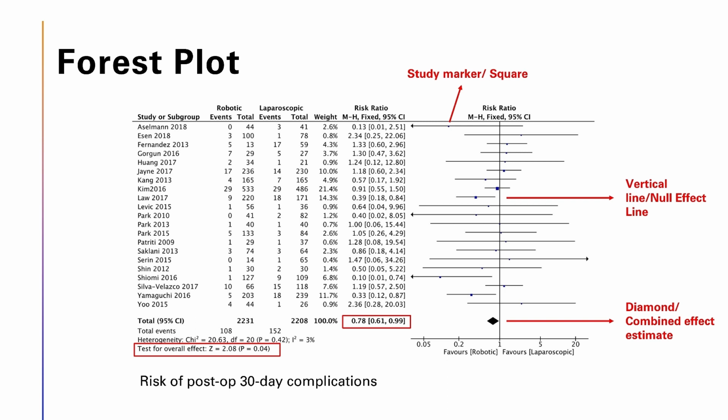In the example shown on the slide, there is a significantly lower risk of post-op 30-day complications in robotic compared to laparoscopic surgery, with a risk ratio of 0.78 and a confidence interval between 0.61 and 0.99. The p-value is 0.04, which denotes statistical significance. This is further confirmed on visual inspection of the diamond, which does not cross the null effect line.